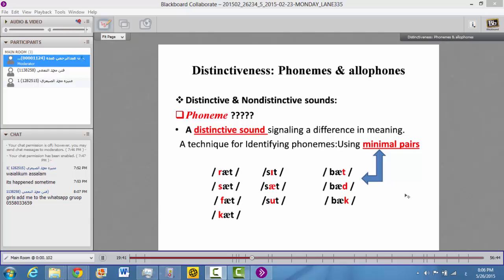The phoneme. What is a phoneme? In the first place, it's the smallest unit in the language. In itself, it doesn't have a meaning. But when you combine phonemes together, you come up with a word, and this word, when produced as a whole, has a meaning. The phoneme has a distinctive function, so we consider it a distinctive sound.